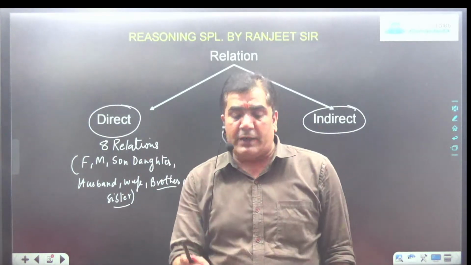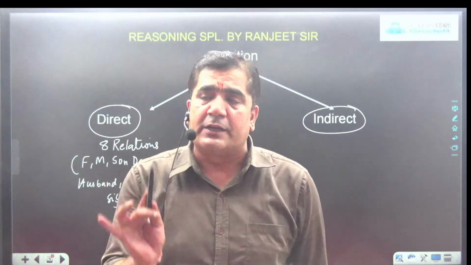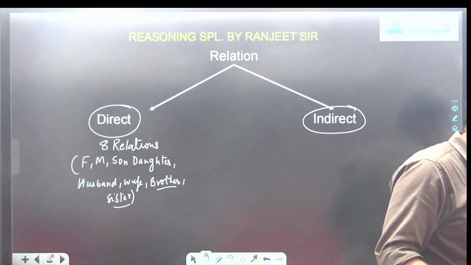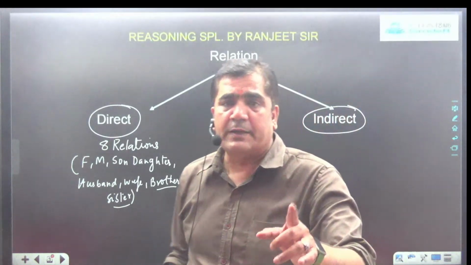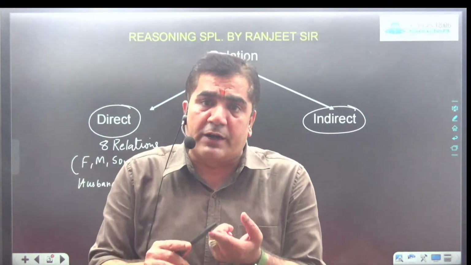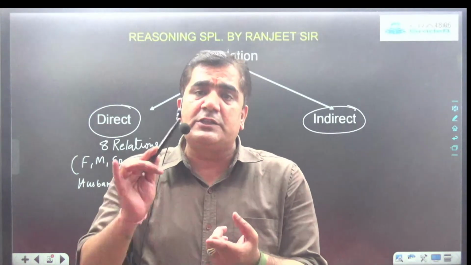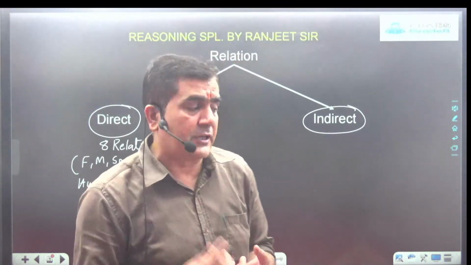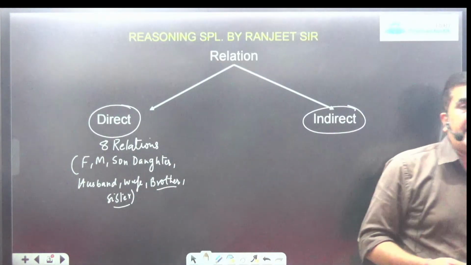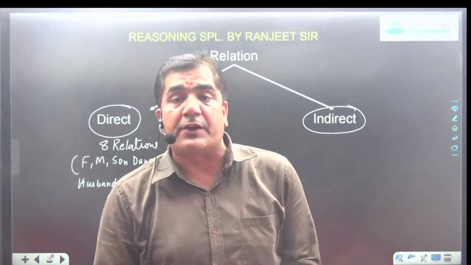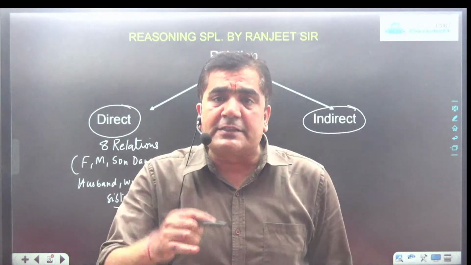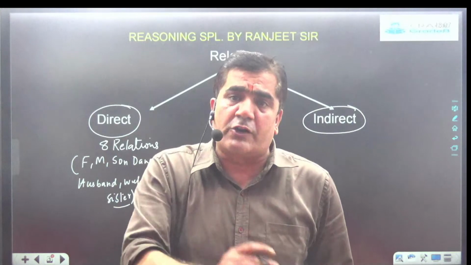Always remember, whenever the examiner uses the word brother or sister, brother always means real brother, and sister always means real sister. Because whenever they go for indirect brother or sister, they will use the word cousin. Cousin is the word used for an indirect brother and sister relationship. Clear? So whenever the examiner says A is brother of B, it means A is the real brother of B, directly related to each other. If the examiner says A is sister of B, it means A is the real sister of B, directly related.